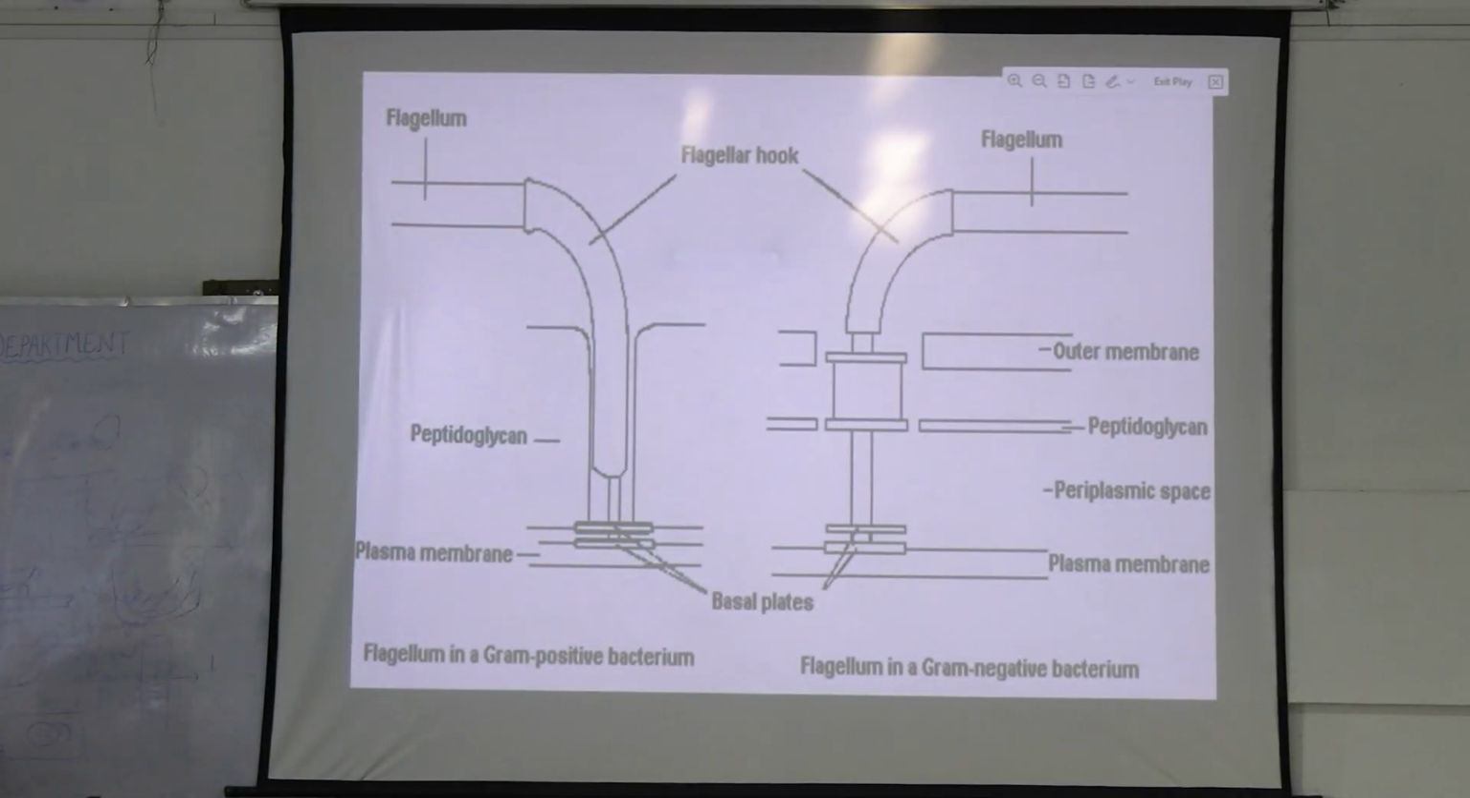There are some differences in the flagella structure between gram positive and gram negative bacteria. As you can see in this picture, it is based on the position of the basal plate on the cell membrane and the relative position of the peptidoglycan.